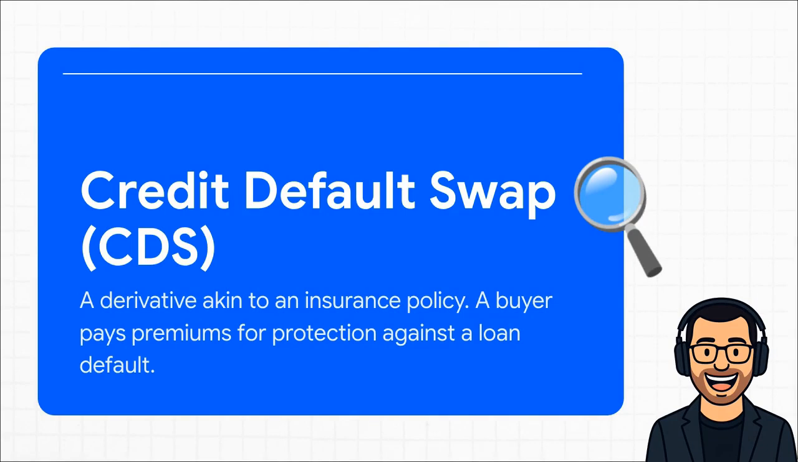Honestly, the easiest way to think about it is just as an insurance policy on a loan. It's that simple. A buyer pays a regular fee, like a premium, to a seller. In return, the seller promises to cover the losses if that specific loan defaults. This simple contract is the core building block for the whole shebang.